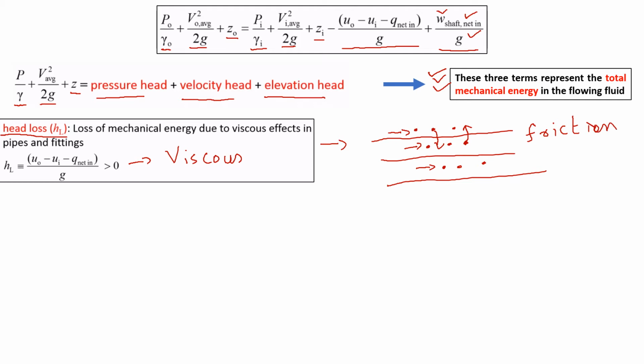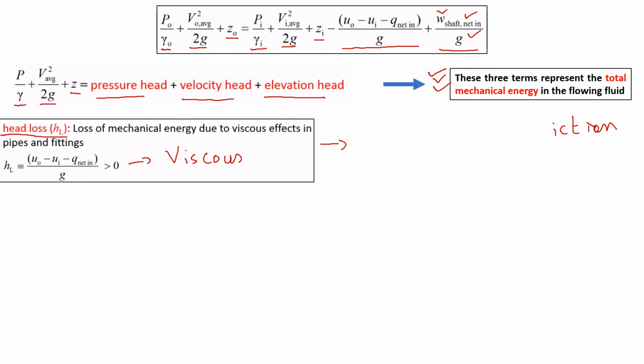friction happens, and due to this friction losses occur, and we say that these are the viscous losses occurring inside the fluid due to the viscous effects inside the fluid. These viscous effects are represented as head losses, and these are the loss of mechanical energy due to viscous effects in the pipes and fittings. So this is our first term for the loss in mechanical energy inside the fluid. So this term represents the loss.